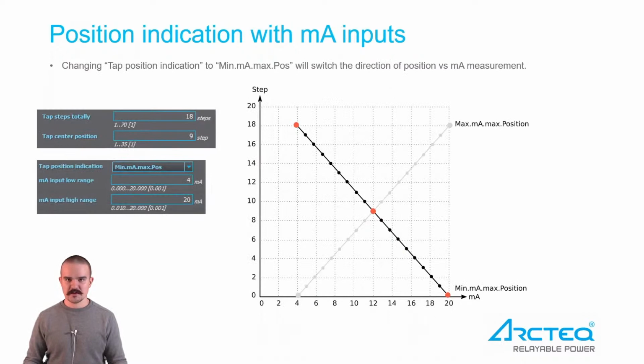In some rare occasions, the tap position actually works in a reverse order, which means that 4 milliamps actually means tap position 18, or the maximum position, and then the maximum milliamp value is actually the minimum position, so 0 position. This can be changed by using the tap position indication parameter. Change that from minimum milliamp to maximum position to minimum milliamp to minimum position.